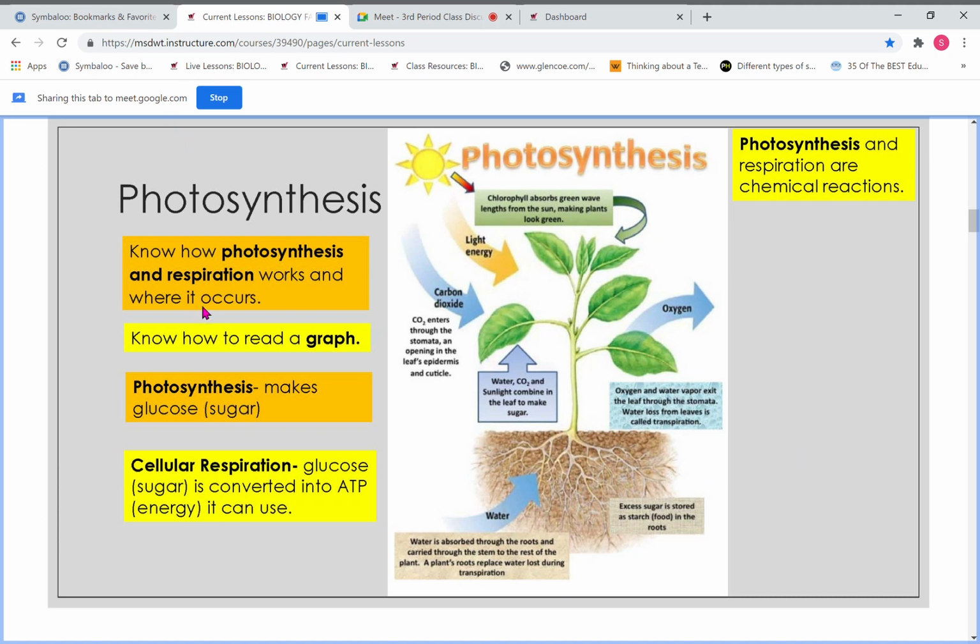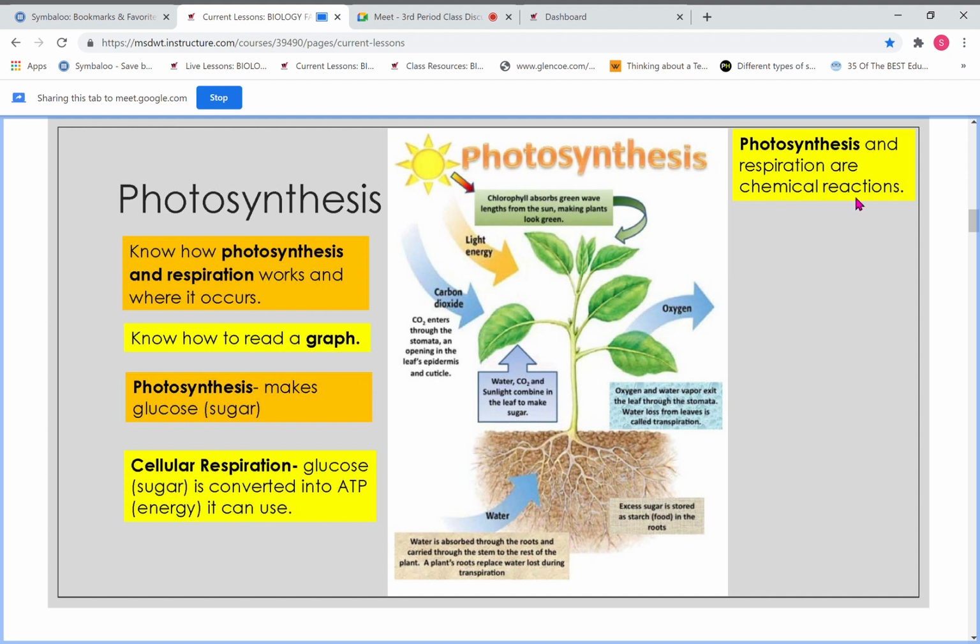Okay, so photosynthesis. You need to know how photosynthesis and respiration work and where it occurs. You need to know how to read a graph. You need to know that photosynthesis makes sugar, which is glucose, C6H12O6. You need to know that cellular respiration takes the glucose, the sugar, and converts it to ATP, which is energy that your cells can use. This occurs in the mitochondria.